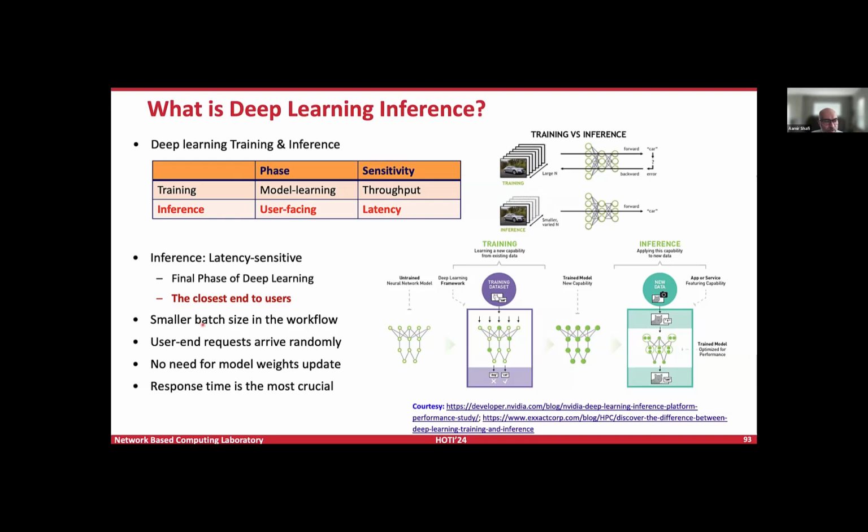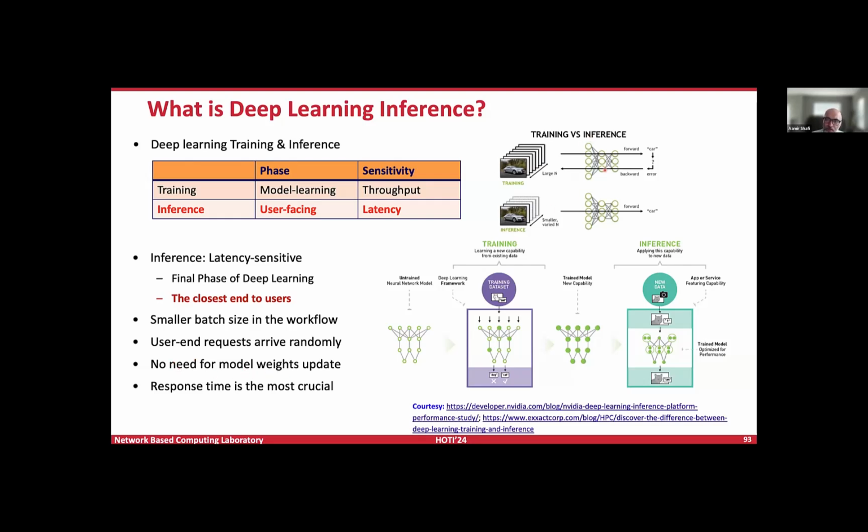Typically there is a smaller batch size involved. Another challenge is that user requests arrive randomly. When we are doing training, we can choose our own batch size, depending on how many GPUs we have. But we don't have that kind of luxury with inference workloads. Requests could come in any volume, and they could arrive randomly. We also don't typically update model weights.